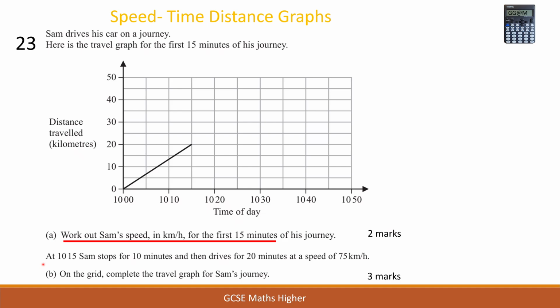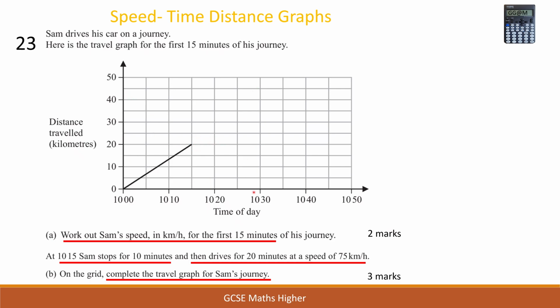So keywords are we've got to work out the speed for the first 15 minutes. We're told at 10:15 Sam stops for 10 minutes, then he drives for 20 minutes at a speed of 75 kilometers. And you've got to complete the time travel graph. So from this point here, what happens next? Does it go down? Does it go straight? Does it go up? What happens after this point here?